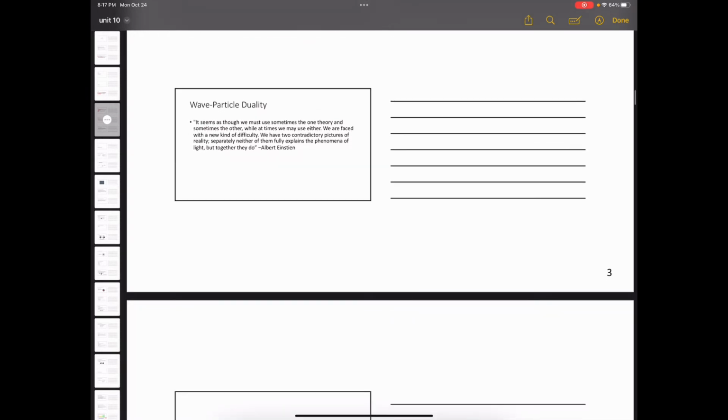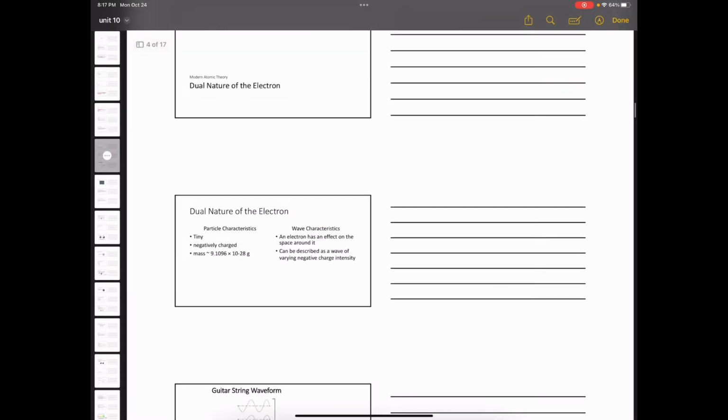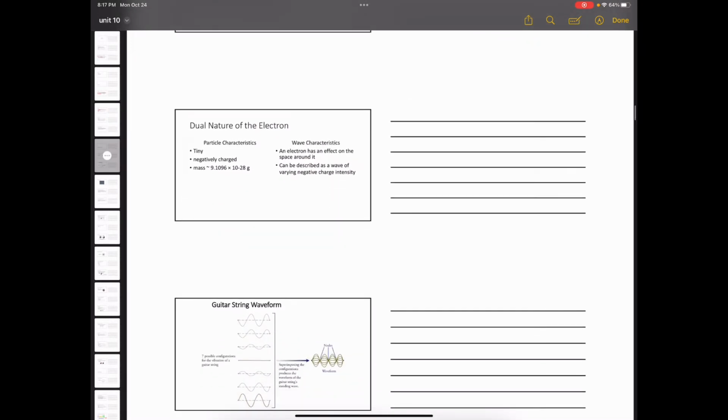This is one of the famous quotes of Einstein, where in summary he states that we have no choice but to use the two concepts of wave properties and particle properties in order to study and understand the properties of light and electrons.